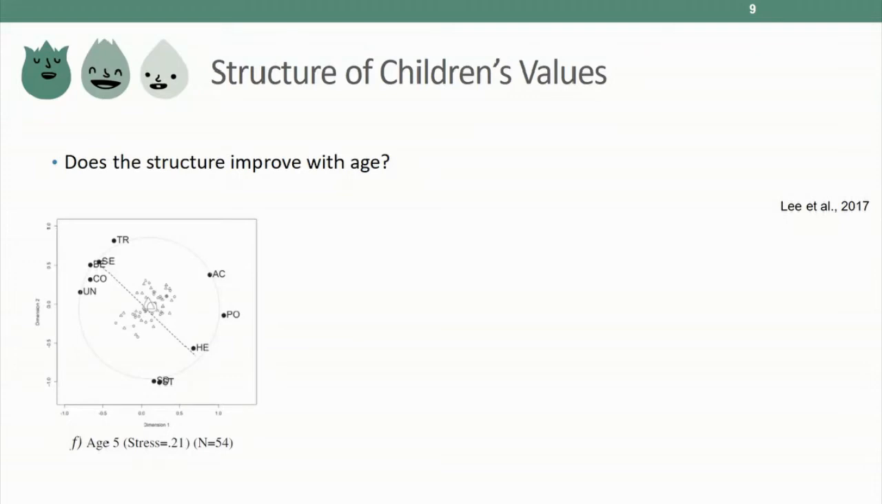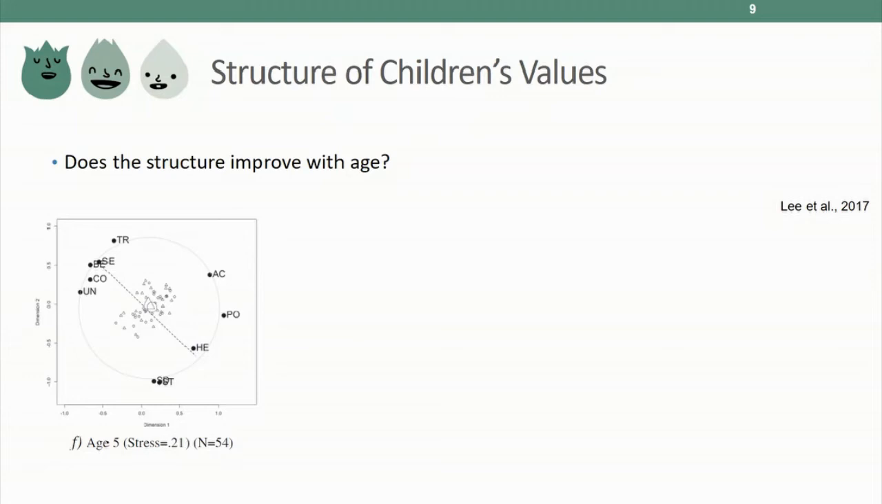And for each child, the program transforms the value priorities into dissimilarities. By dissimilarities, I mean, for example, if a child values benevolence highly, he is not dissimilar. He is very similar to benevolence. He should be close in space to benevolence. If that child does not value power, he should be very far away in space from power.